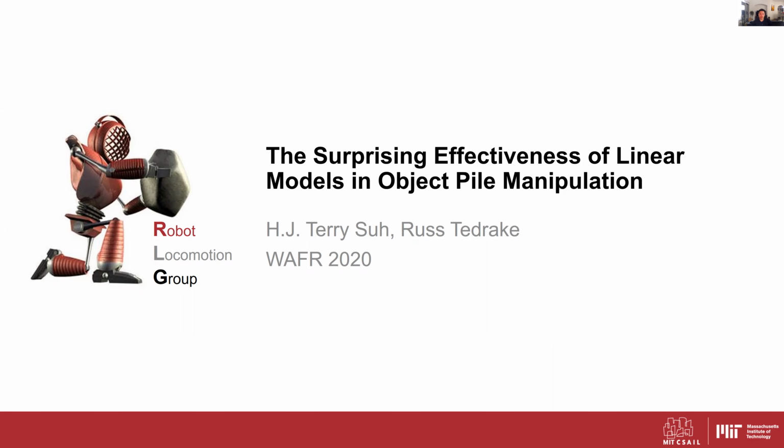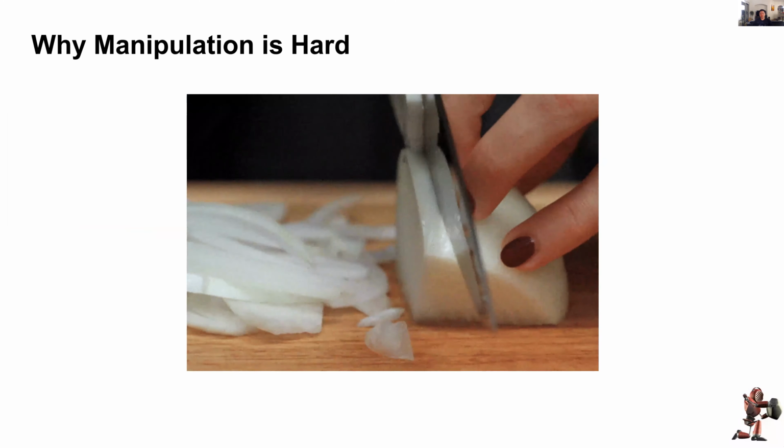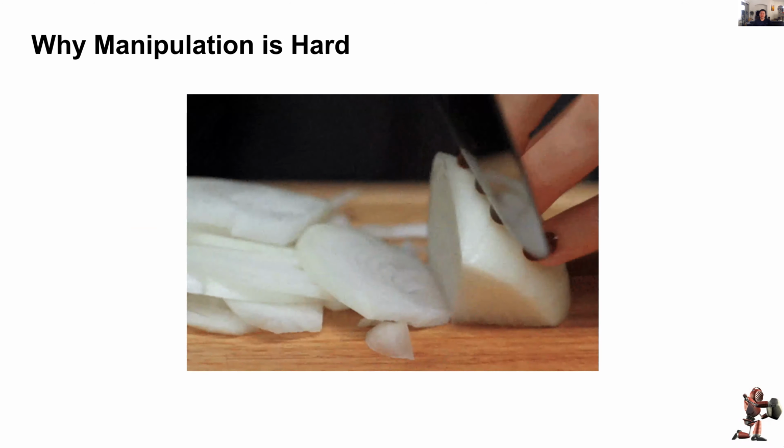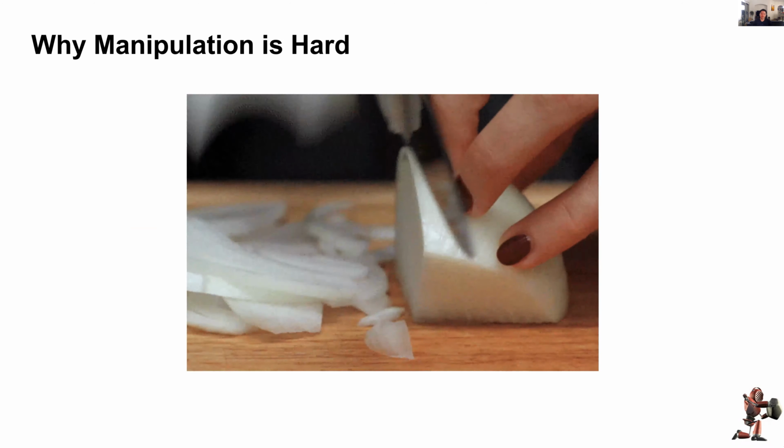Before I go into the actual work, let me motivate the problem. Manipulation is really hard, and I want to give an interesting example of this from what humans do in daily life, which is chopping and moving onion pieces around.